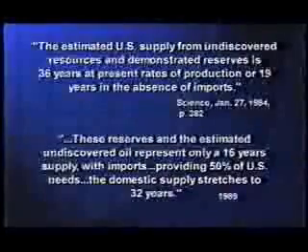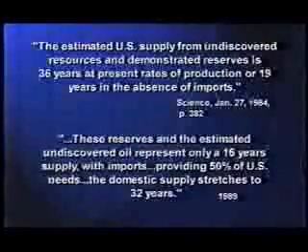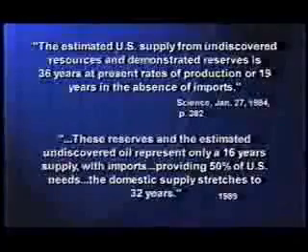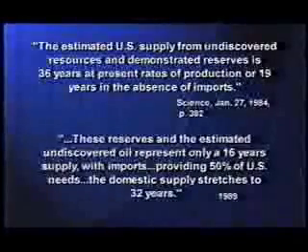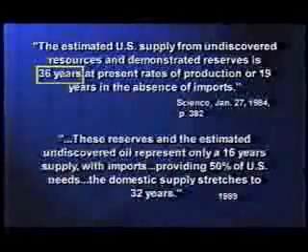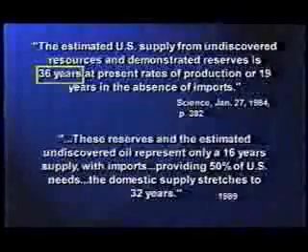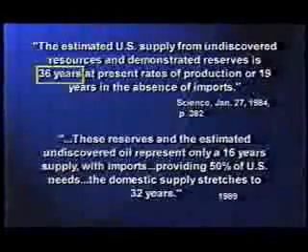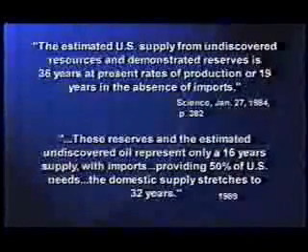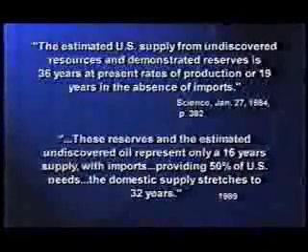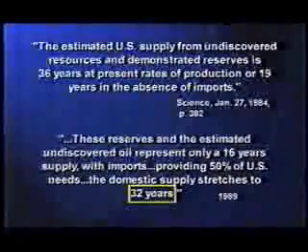Back in 1984, they said that the estimated supply in the U.S. from undiscovered resources and demonstrated reserves is 36 years at present rates of production, or 19 years in the absence of imports. 5 years later, in 1989, that 36 years is down to 32 years. The 19 years is down to 16 years. So the numbers are holding together as we march down the right-hand side of the Hubbert curve.